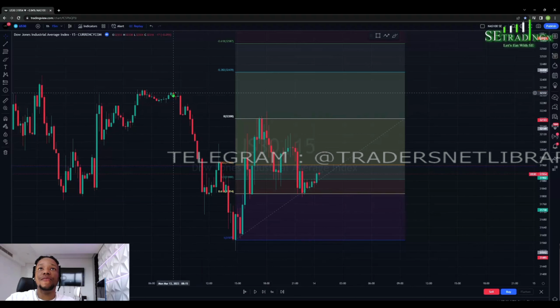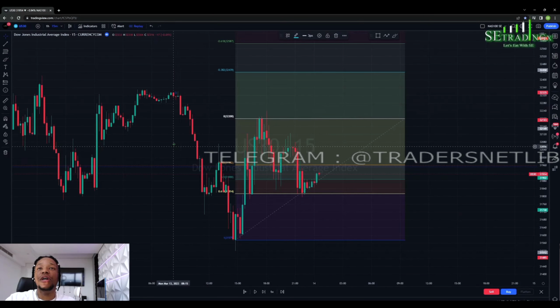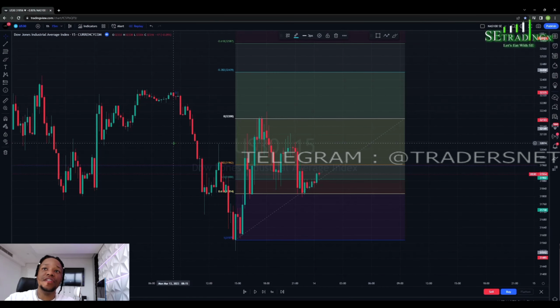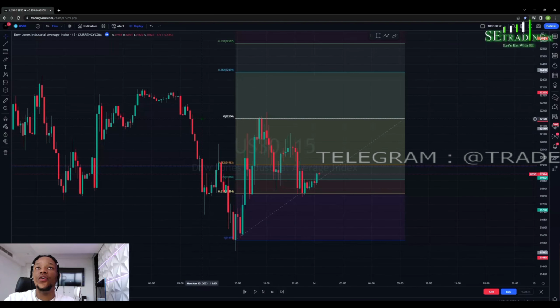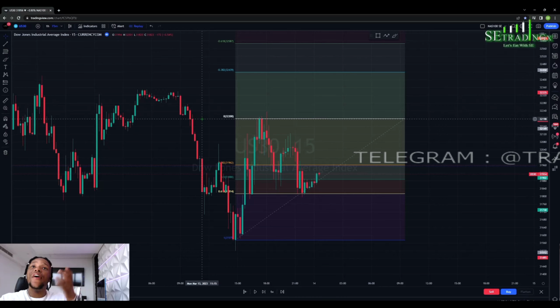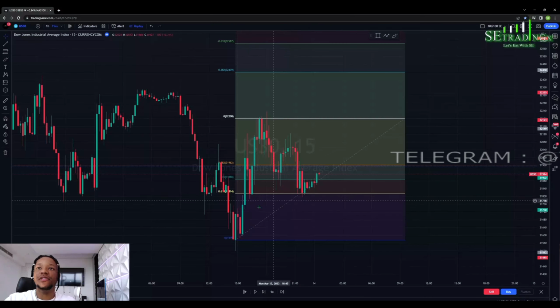That's how you draw up your Fibonacci. You just pay attention to price and market structure, and this happens even if you were doing vice versa. If you were in a bullish trend and looking for higher lows and higher highs, and then it fails to break, same thing.